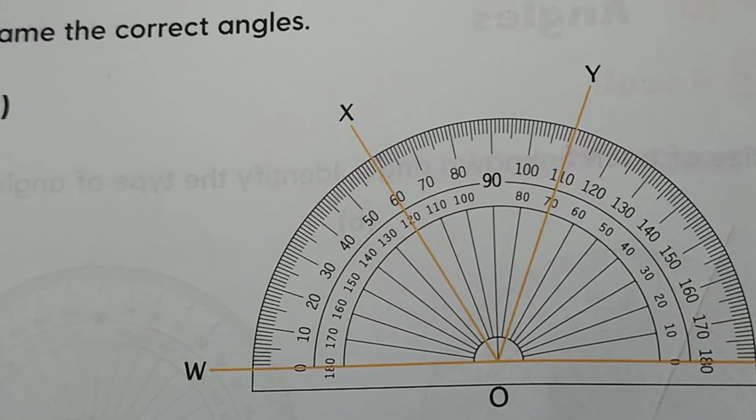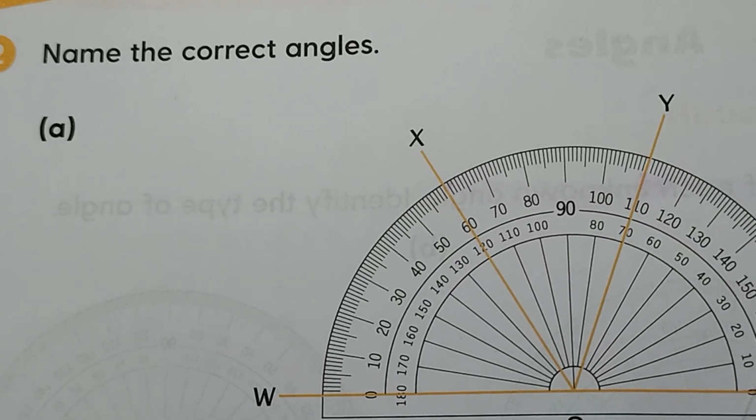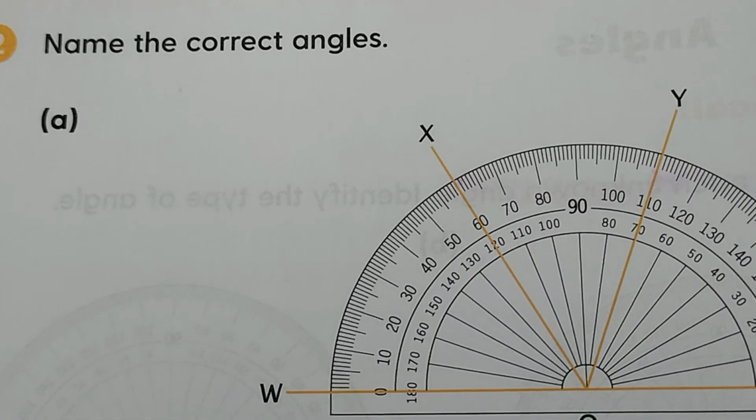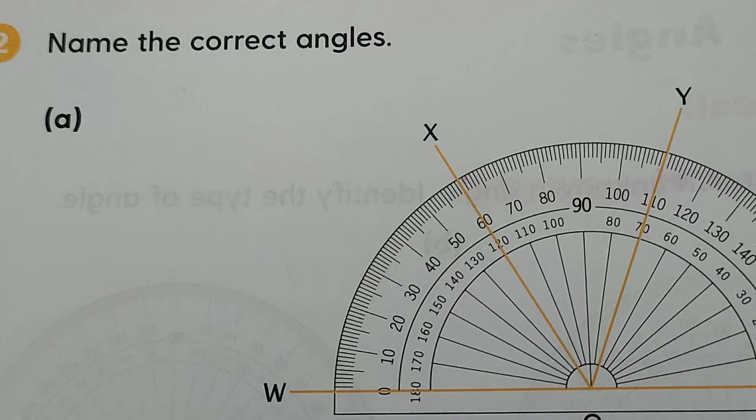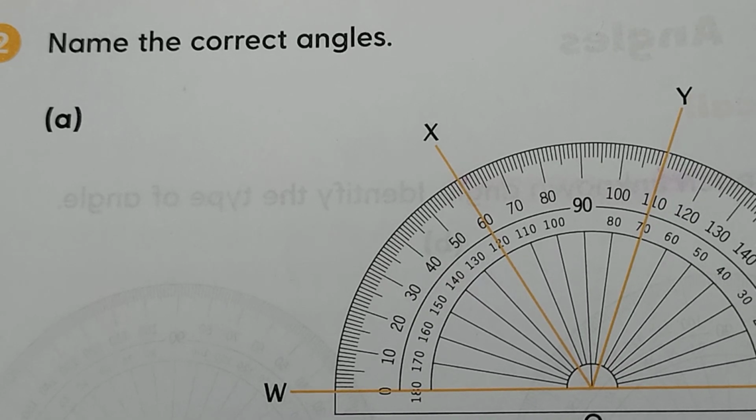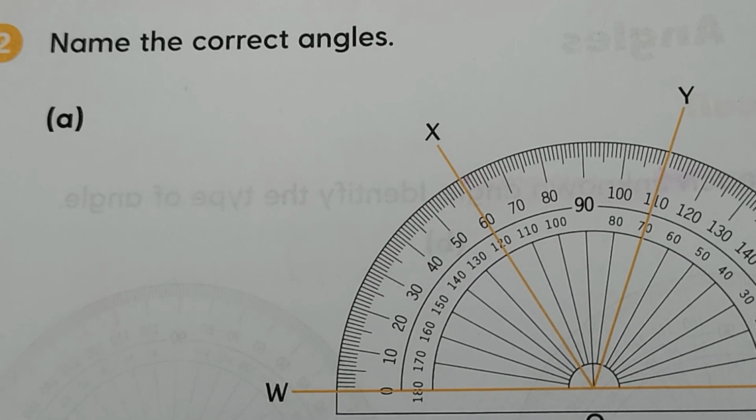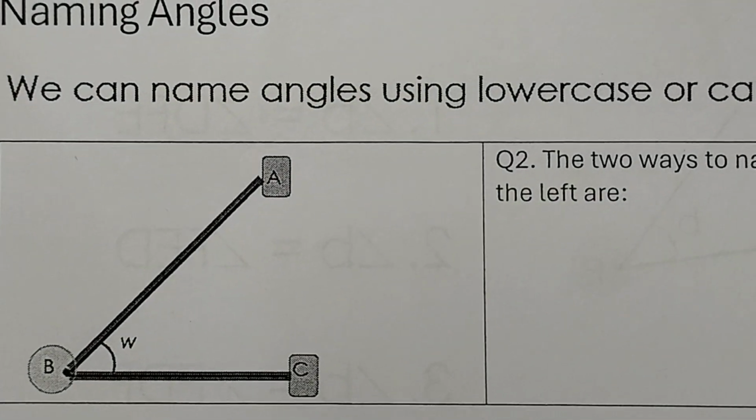Now we're on page 90. These are about naming the correct angles. So refer to what we discussed earlier about naming. You can look at the worksheet when you're doing the correction as well. Don't just depend on the video. Alright, we talk about naming angles. Refer back to the worksheet that we were doing earlier on naming angles.